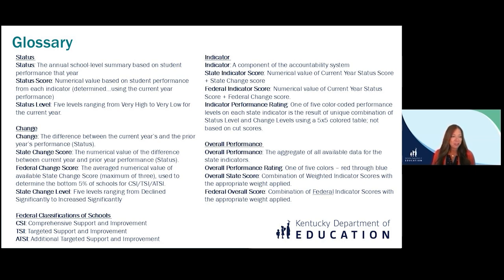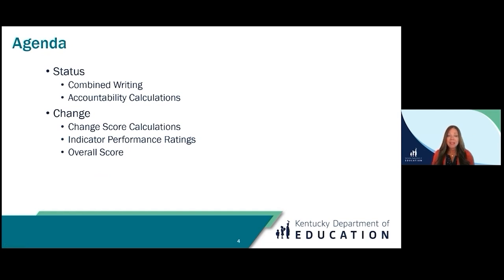Let's take a look at the training agenda. I will provide an overview of the status component of the accountability system. I'll talk specifically about combined writing and accountability calculations. I will also give an overview of the change component of the accountability system, talking specifically about change score calculations, indicator performance rating, and overall score. So we'll start with status.